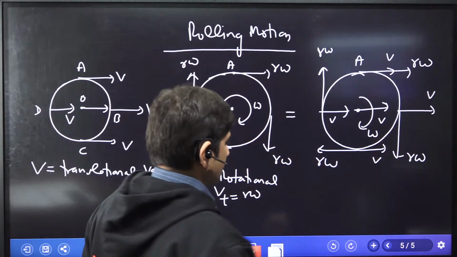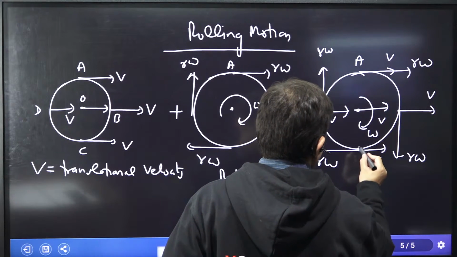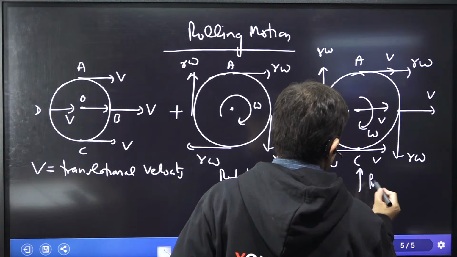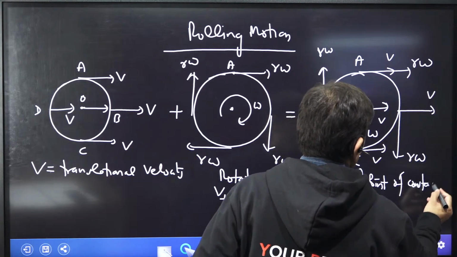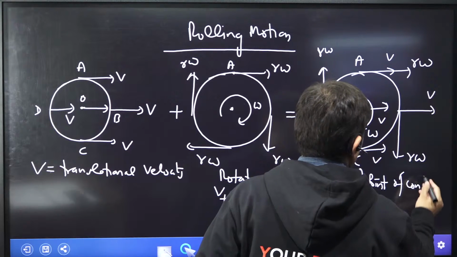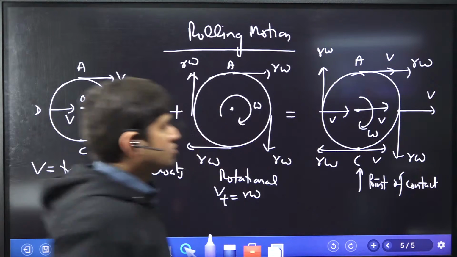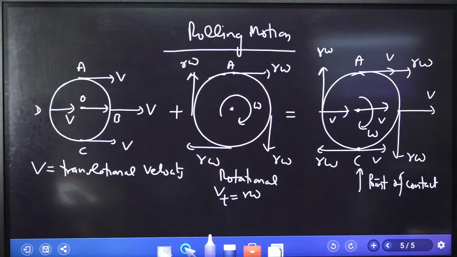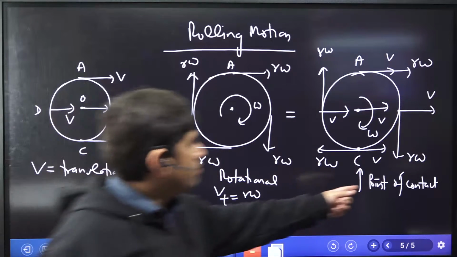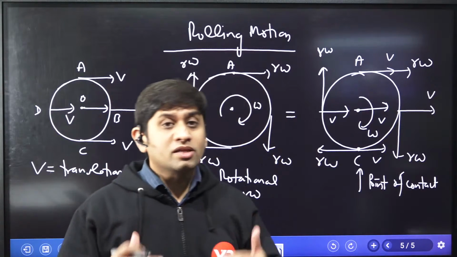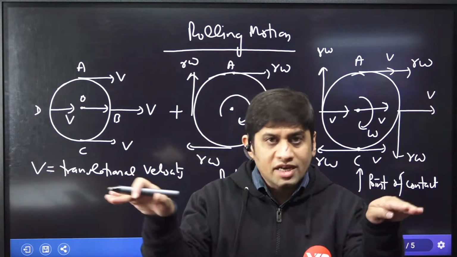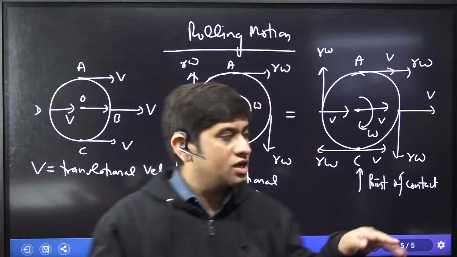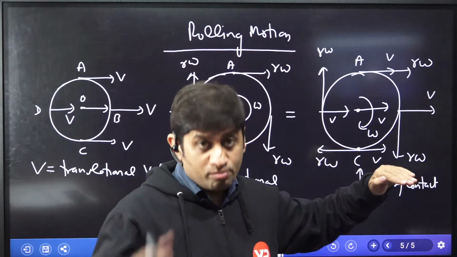Now see the most important thing. If this point is the point of contact, if I take this as the point of contact of the roller body at the surface, let us say this rolling body, this is a roller, and this body is rolling on some surface, and this one is the point of contact. You know, there is something called the no slip condition, no skidding condition, no relative motion between this point and the surface below it.